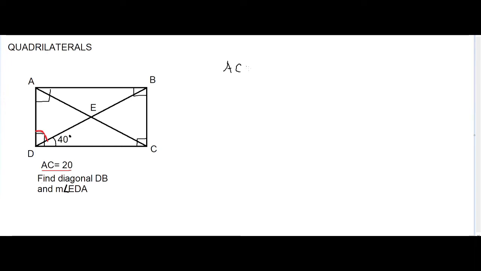So, AC is equal to DB. Since AC is equal to 20, DB is also equal to 20. So, 20 ang AC, you have DB. 20 din ang DB. Ngayon, paano mo naman kukunin yung measurement ng angle EDA?